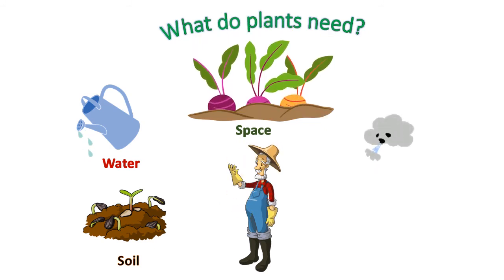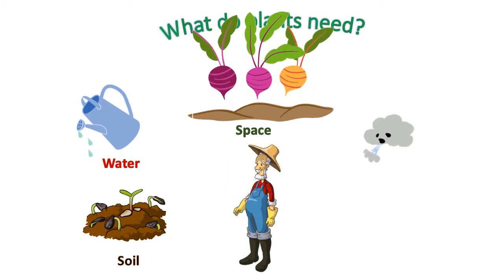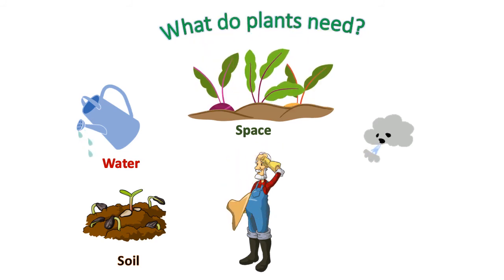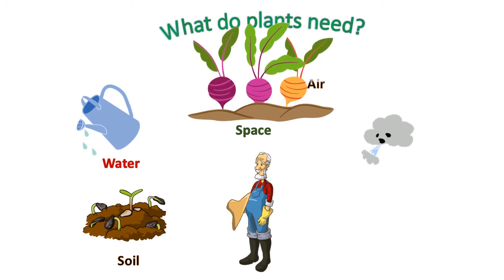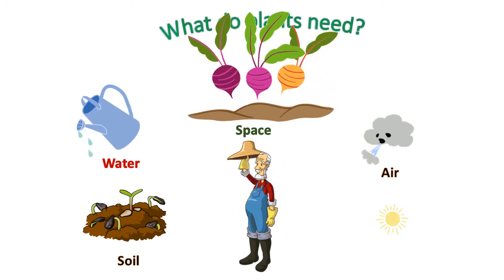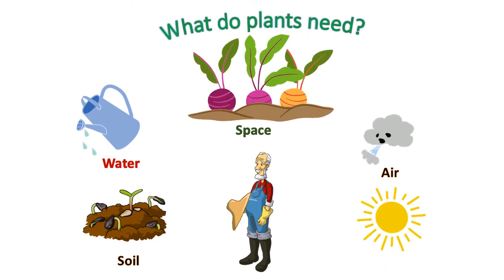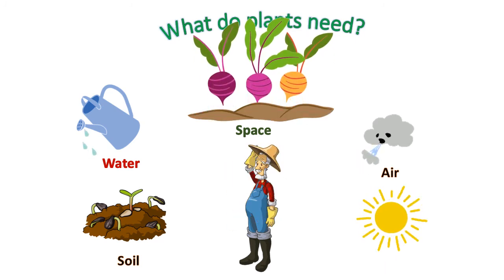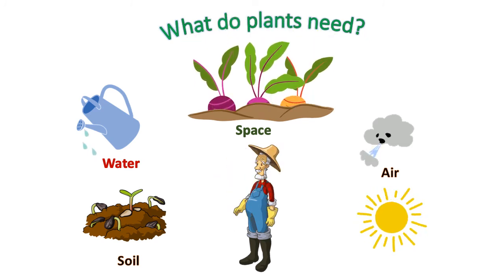Another basic need of plants is air. Plants need clean air in order to make their food. And the last need of a plant is sunlight. Plants need sunlight in order to make their own food.